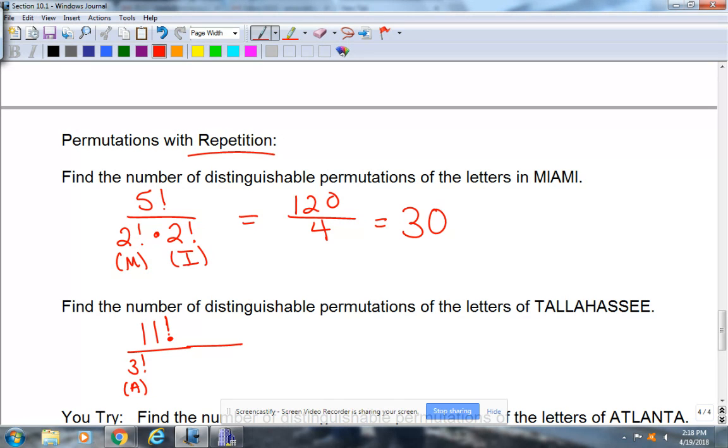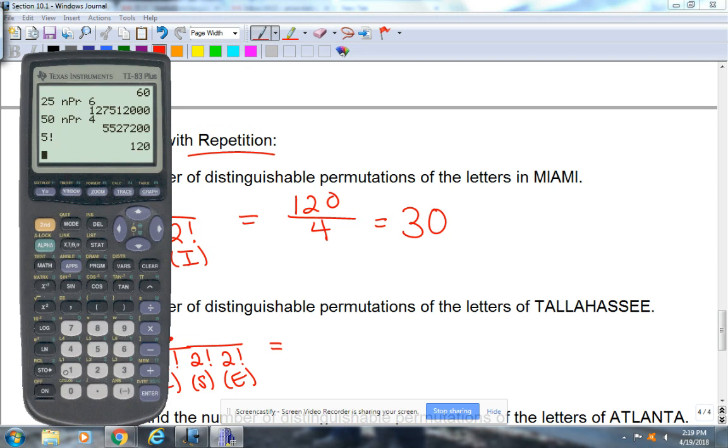How many L's do we have? 2 L's. I'm trying to write underneath which one it stood for. How many S's? 2. 2 factorial for S's. And then we have E. How many E's do we have? 2. I'm going to do it numerator and then denominator. So for the numerator, I'm just going to hit 11 factorial. You get a really big number, don't you? So I'm going to write down that number.